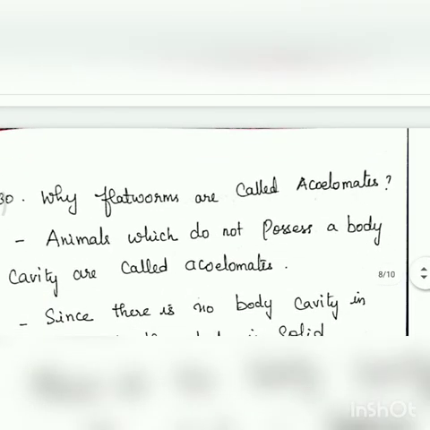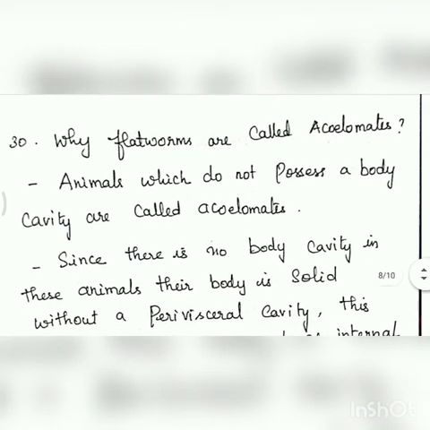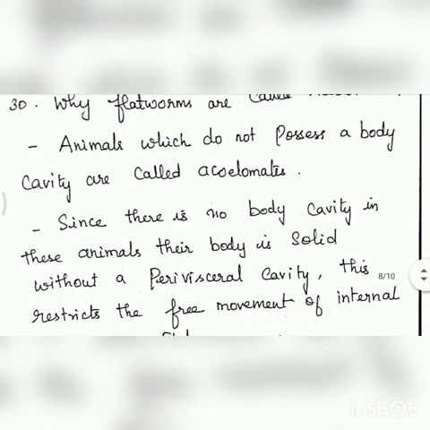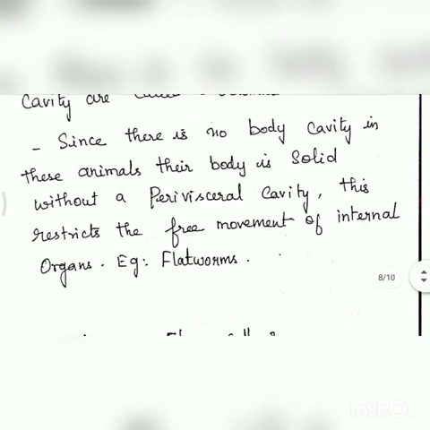Question number 30. Why are flatworms acoelomates? Animals which do not possess a body cavity are called acoelomates. Since there is no body cavity in this animal, the body is solid without a perivisceral cavity. So the body is very strong, solid. This restricts the free movement of internal organs. The internal organs cannot move freely. So they are called acoelomates, flatworms.